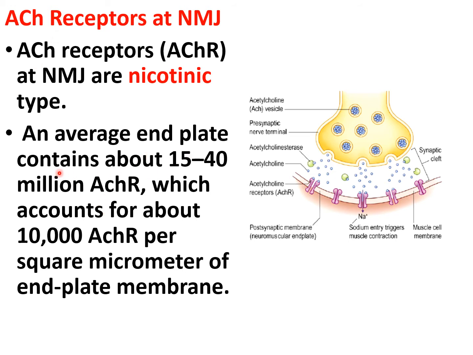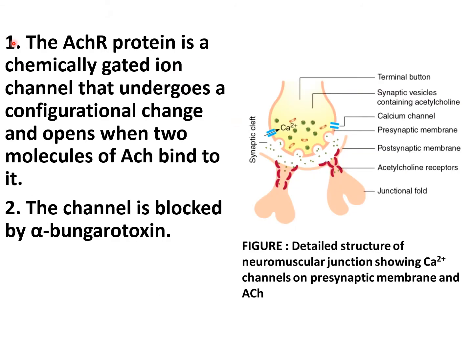An average end plate contains about 15 to 40 million acetylcholine receptors, which accounts for about 10,000 acetylcholine receptors per square micrometer of end plate membrane. Now the acetylcholine receptor is a protein and it is a chemically gated ion channel. Whenever two molecules of acetylcholine bind to it, it undergoes a conformational change. And this channel is blocked by alpha bungarotoxin.